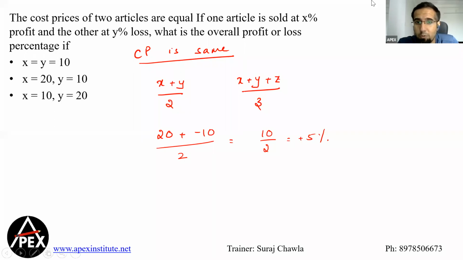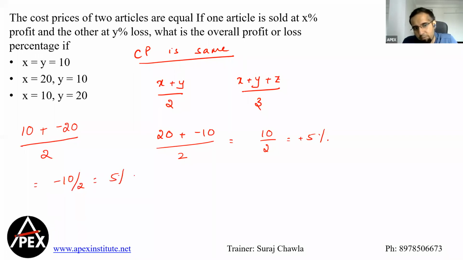So can we solve for this one now, please? You can directly remember the formula. If CP is same, then this formula applies. So x is plus 10, y is minus 20. Since there are two articles, I'm dividing by 2. So what do I get? I get minus 10 by 2, which is equal to 5% loss. That becomes our answer.